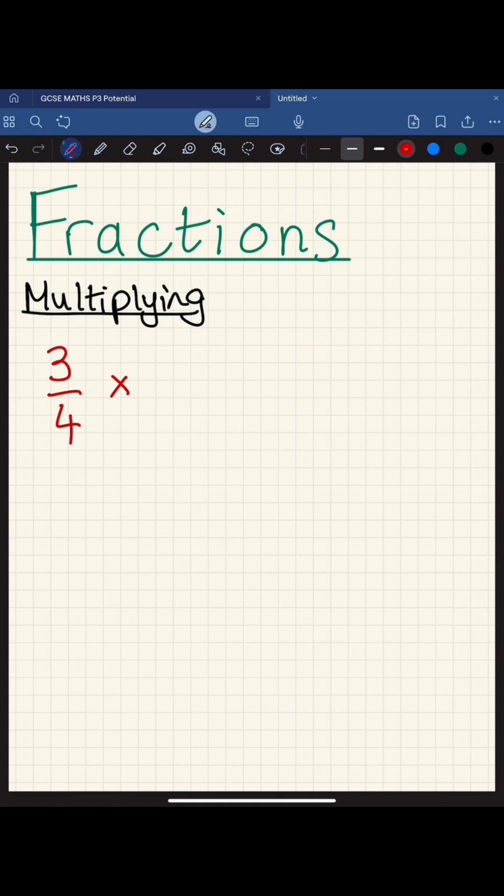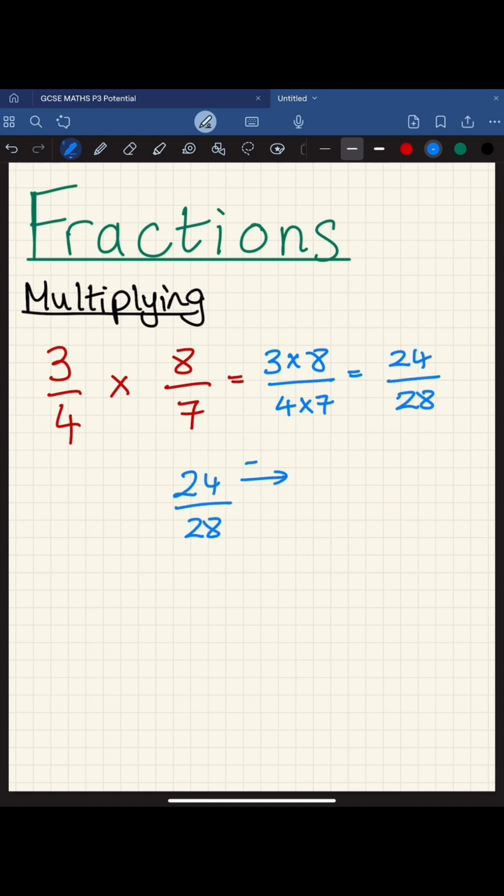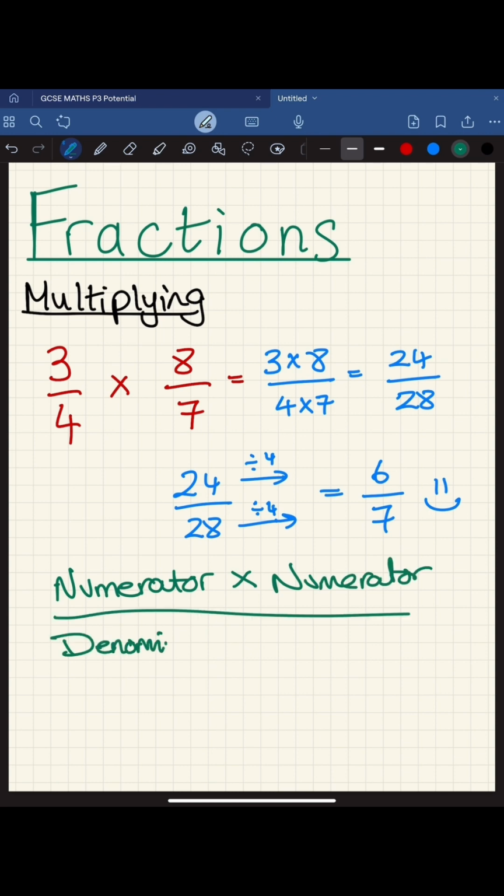In order to multiply two fractions together, we multiply the numerator by the numerator, 3 times 8, and the denominator by the denominator, 4 times 7. Now we can simplify 24 over 28 by dividing the top and the bottom by 4 to give us 6 over 7. So remember, when multiplying fractions, we do the numerator times the numerator and the denominator times the denominator.